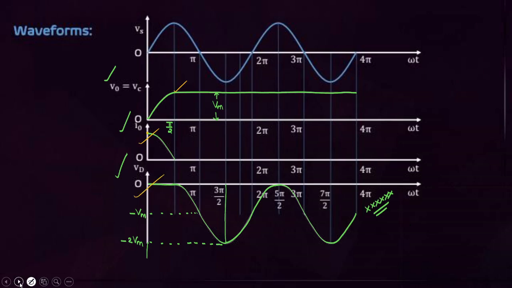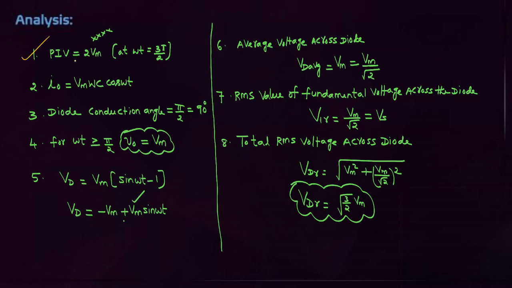This is the voltage across the diode waveform, and this is the peak inverse voltage, 2Vm. That's important. For a purely capacitive load, the peak inverse voltage is 2Vm. This is the instantaneous current expression. Diode conduction angle is 90 degrees. Purely resistive load, 180 degrees. Purely inductive load, 360 degrees. Purely capacitive load, 90 degrees. Then for omega t greater than or equal to pi by 2, v0 equal to Vm.